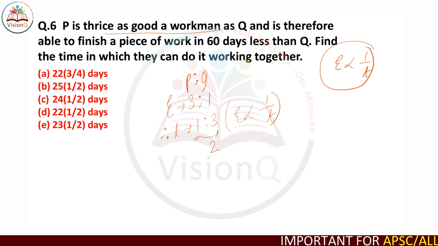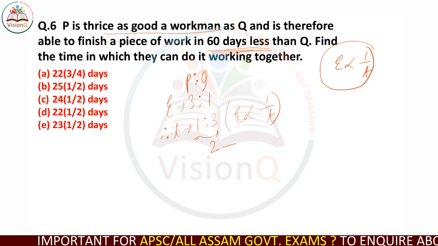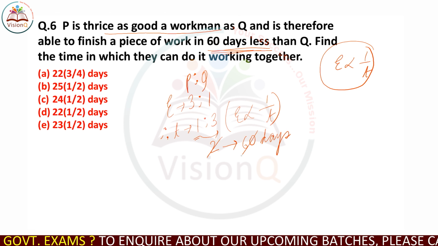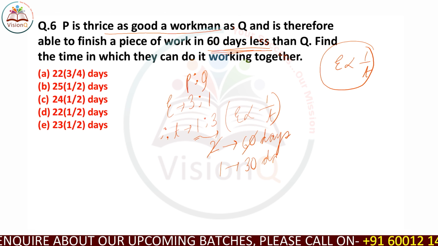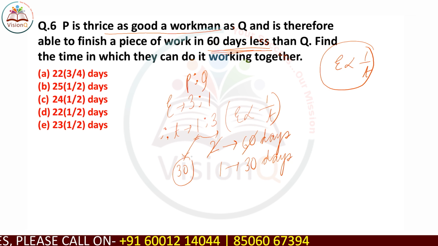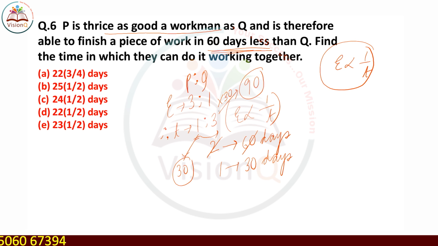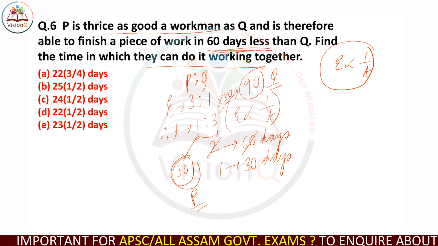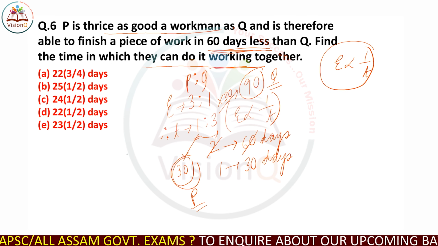But in the question, it is given that P takes 60 days less than Q. So 2 will represent 60 days. If 2 is 60 days, then 1 represents 30 days. If 1 represents 30 days, then 3 represents 3 into 30 days, which is 90 days. So the time taken by P is 30 days and the time taken by Q is 90 days. Now it is asked to find the time in which they can do the work working together. So P can do the work in 30 days.